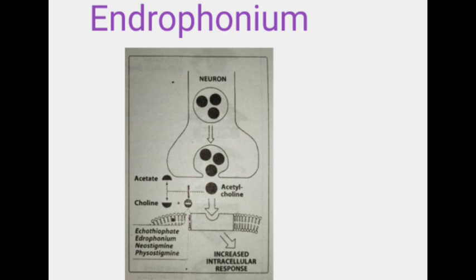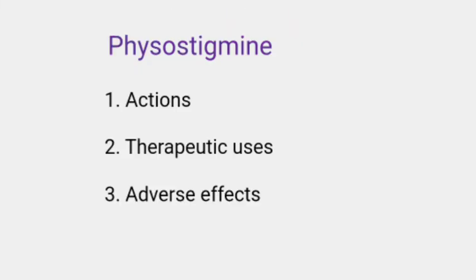Now we move towards the next agent, that is physostigmine. Physostigmine is a nitrogenous carbamic acid ester found naturally in plants and is a tertiary amine. It is a substrate for acetylcholinesterase and forms a relatively stable carbamoylated intermediate with the enzyme, which then becomes reversibly inactivated. The result is potentiation of cholinergic activity throughout the body.